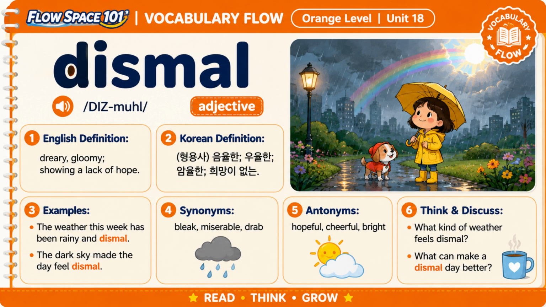Some synonyms are bleak, miserable, drab, gloomy, and dreary. Some antonyms are hopeful, cheerful, bright, and joyful. Think about this. What kind of situation might feel dismal?